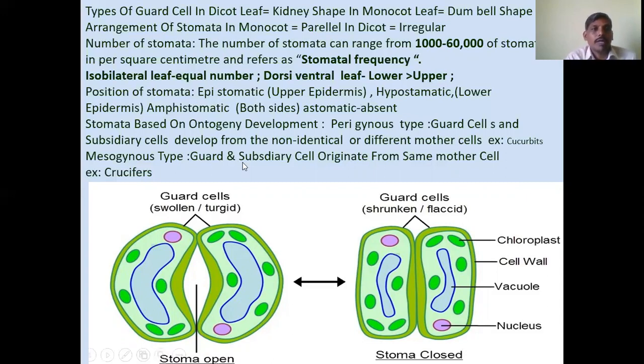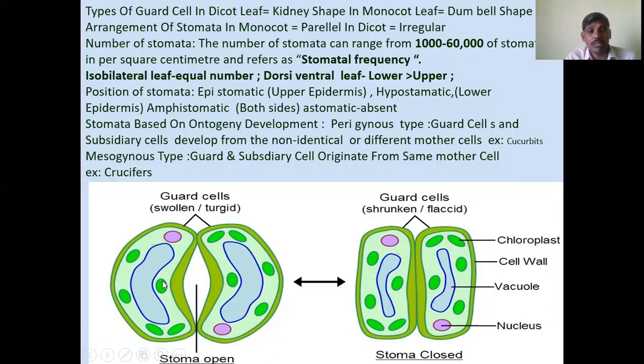In the dicot plants, the guard cells are kidney shaped. In monocots, they are dumbbell shaped. So these are the dumbbell shaped structures, two guard cells are there. Here a kidney shaped or bean shaped structure is there. And the cell walls are differentially thickened. Towards the pore region, the cell wall is thicker compared to the outside wall. The same phenomenon is observed in the guard cells also.